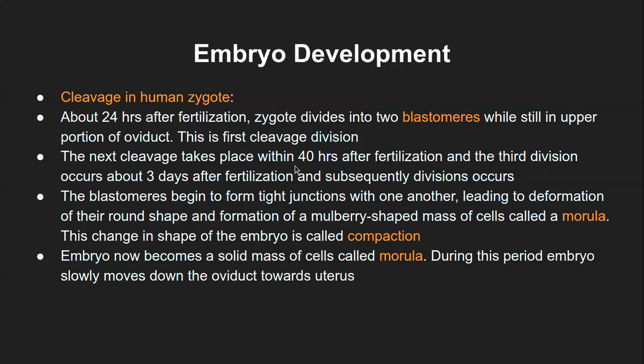The next cleavage takes place within 40 hours. So the first takes place after 24 hours, that means one cell will remain for 24 hours, and after 24 hours they will become two cells. These two cells, 40 hours after fertilization, will become four cells and so on. And the third division will occur after 3 days of fertilization, that is almost 72 hours. So you can remember 24 hours, 40 hours and 72 hours.